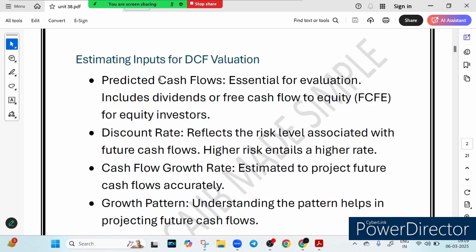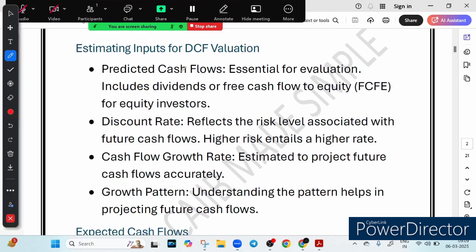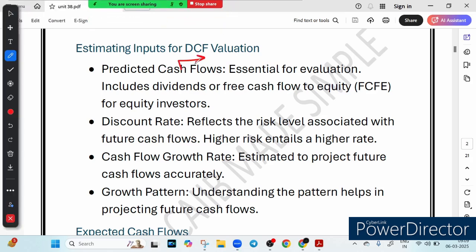So friends, let's talk about the predicted cash flow, which is the core ingredient. Imagine you are buying a shop. You will want to know how much profit it will make in the future, right? So you must be interested in knowing the profit. That is what we call predicted cash flow.